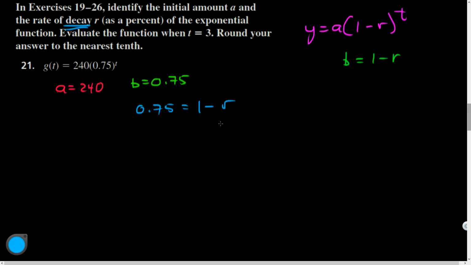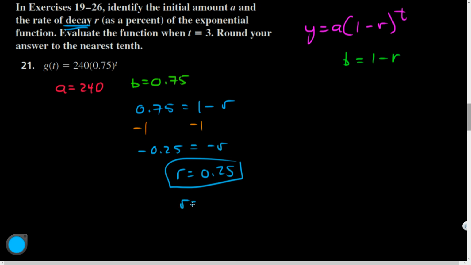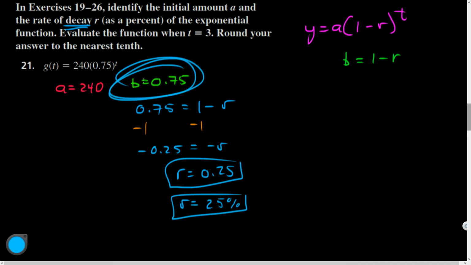So if I want to solve for R, what could I do? Minus 1 from both sides. So I would get negative 0.25 is equal to the opposite of R. Yeah, 0.25 is R. They wanted it as a percent, so that's the same as 25%. So notice, if 75% remains, that means it decreased by 25%.